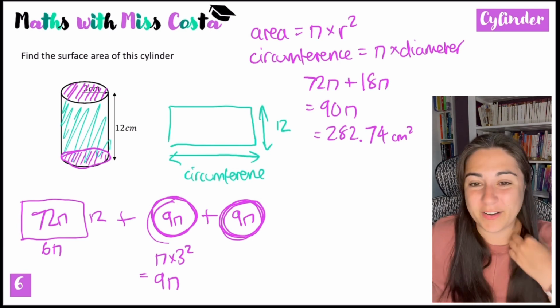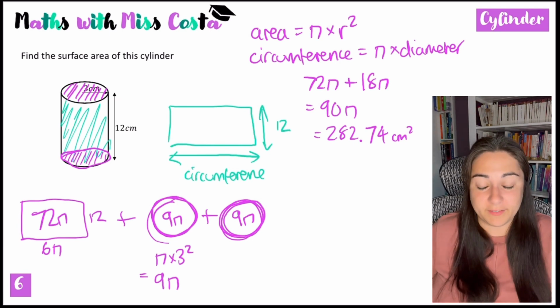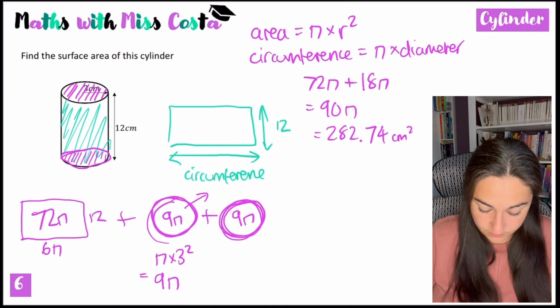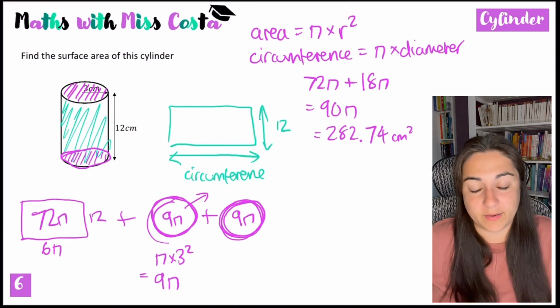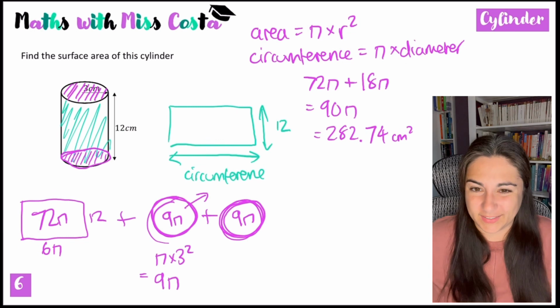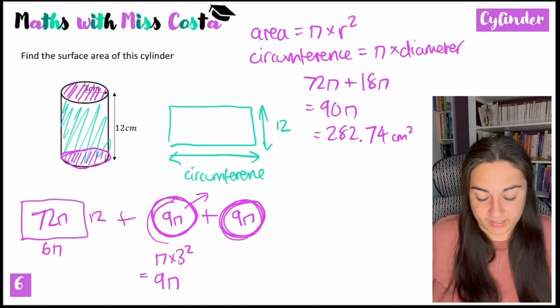Don't be afraid to work in pi. It just makes your life a lot easier. If you wanted to, you could of course have written that as decimals and worked that way. It doesn't matter. It's just a lot easier to leave it in pi because it's less calculations.